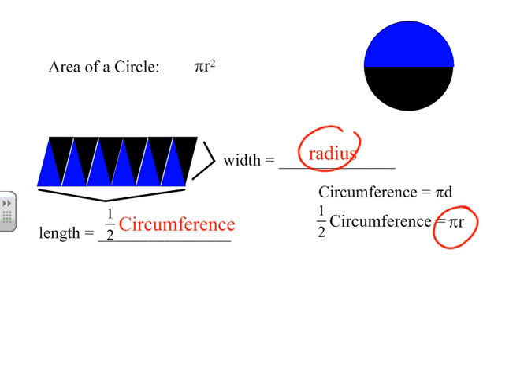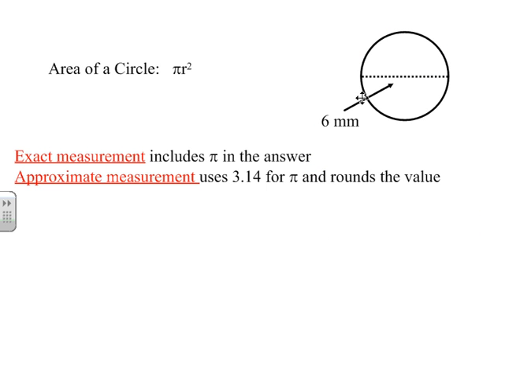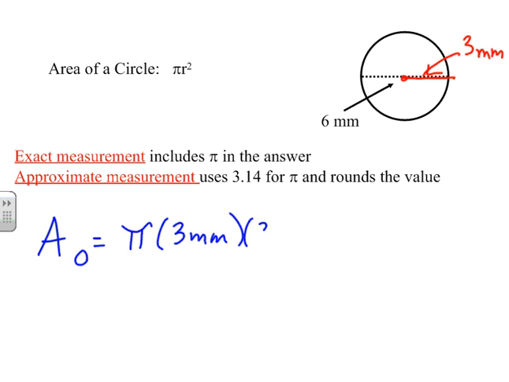Now what I'm going to do is solve one problem only. Here I have a circle that's 6 millimeters on the diameter. I know that I need a radius in order to solve the problem, so I know the measurement of the radius is 3 millimeters. When I go to find the area of the circle, I'll take pi and multiply it times 3 millimeters times 3 millimeters. You'll notice I have here in red, exact measurement includes pi in the answer. So we're going to say 3 times 3 is 9 pi, and that's going to be millimeters squared. That's going to be our exact measurement because pi goes on forever and ever.